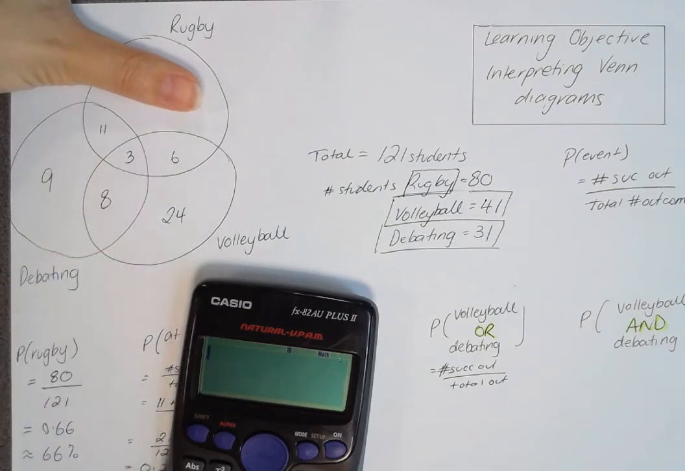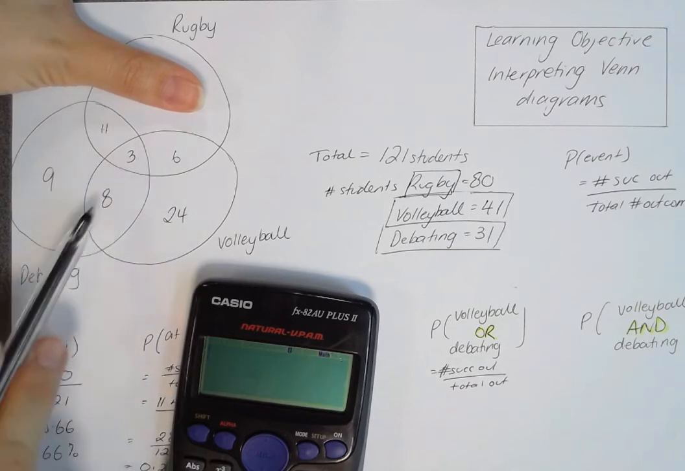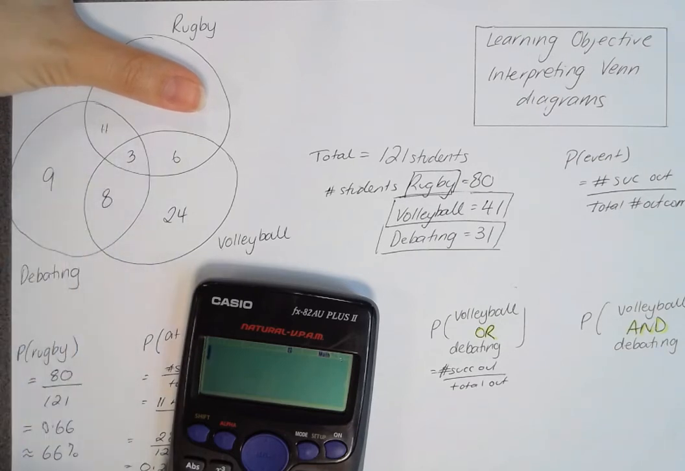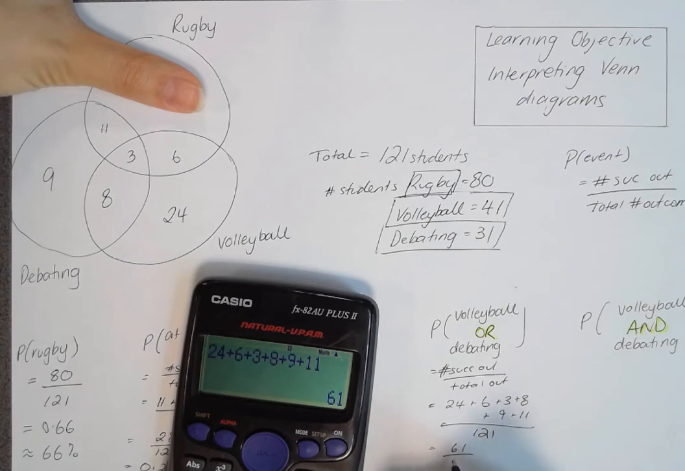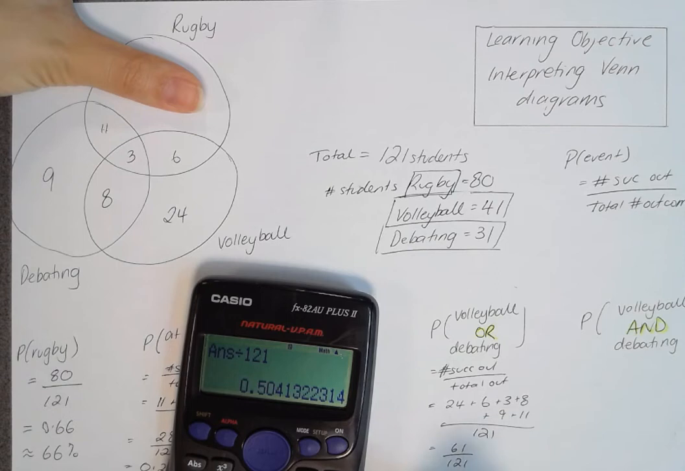So if it's or, we get a choice of anyone from this circle or anyone from that circle. So that means we have lots of options. The volleyball kids, so 24 plus 6 plus 3 plus 8 plus the debating kids of 9 plus 11. Did I get all of them? 1, 2, 3, 4, 5, 6, 1, 2. Yep, okay. Divided by our 121. So 24 plus 6 plus 3 plus 8 plus 9 plus 11 gives us 61 divided by 121, which is 0.5, which is approximately 50% there.